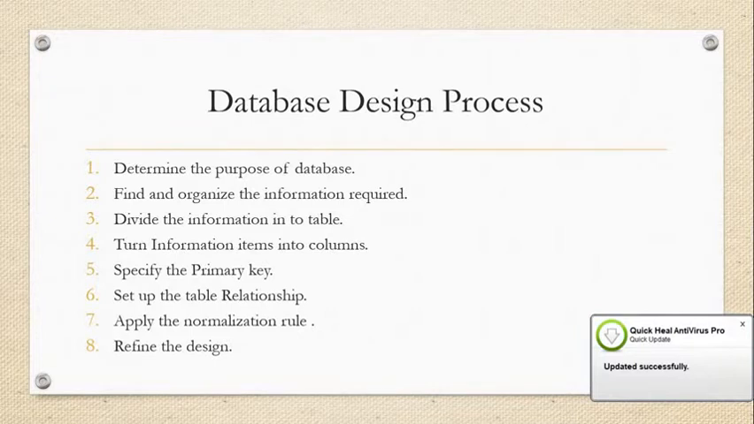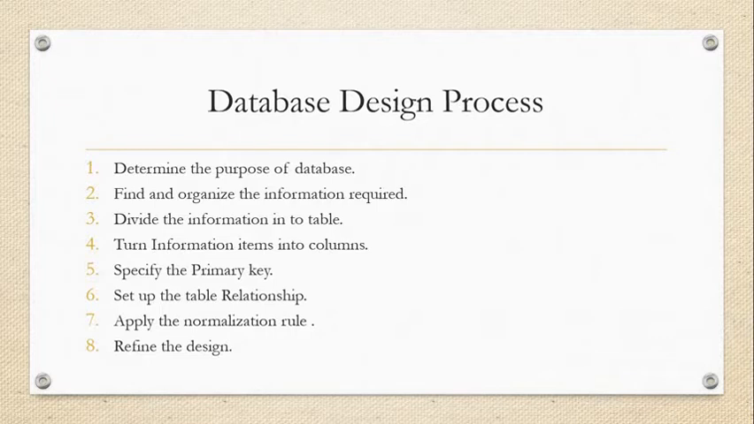For that we need to use this database design process. Among that, we will use only the first 5 rules. First of all, we'll discuss the purpose of the database. Once we get the purpose, we will find and organize the information that will be required. For example, I want to create a hospital management database, so I will find and organize the information to create that database. After that, I will divide that information into tables. After that, we will turn information into attributes, that means columns, and after that we will specify the primary key. That means we will design the database.